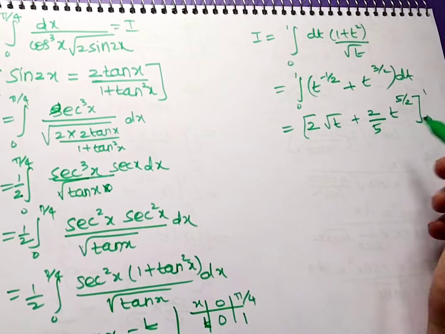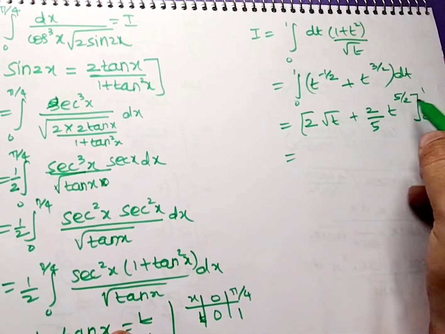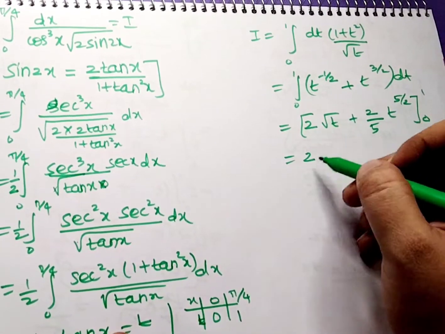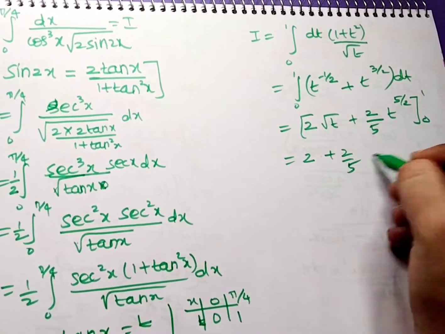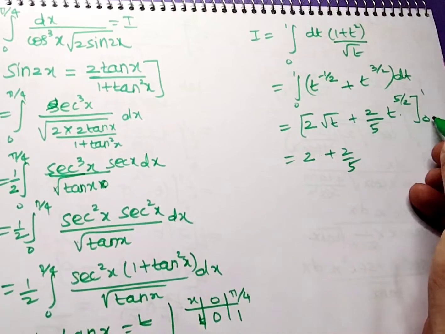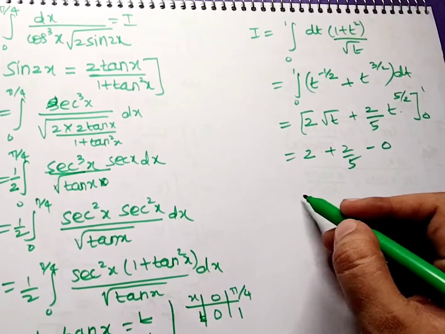As we have changed the limits, we will directly do the upper and lower limits. So 2 into root 1 is 1, 2 into 1 is 2, 1 power positive number is 1, into 2 by 5 is 2 by 5, minus, the product has t, so when we substitute 0 it will become 0.